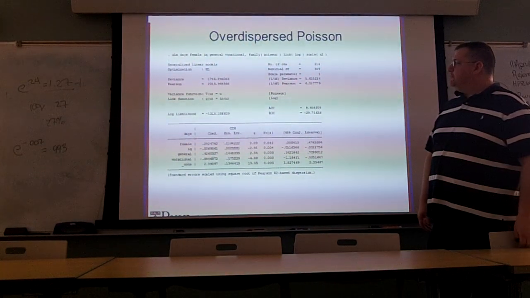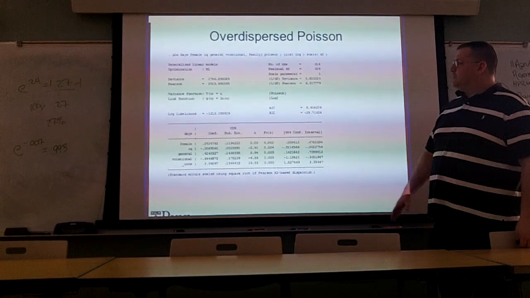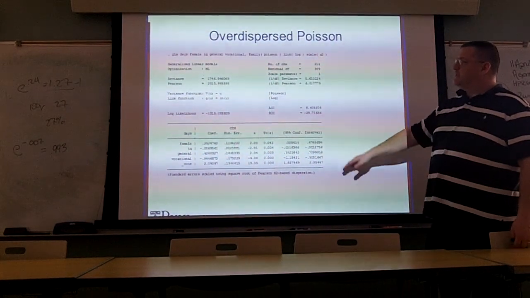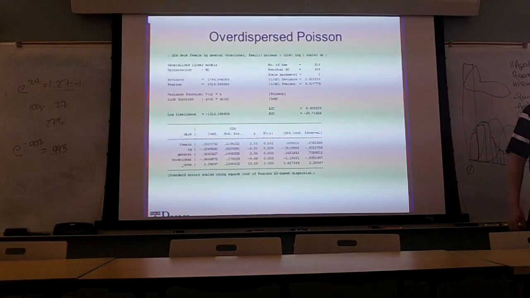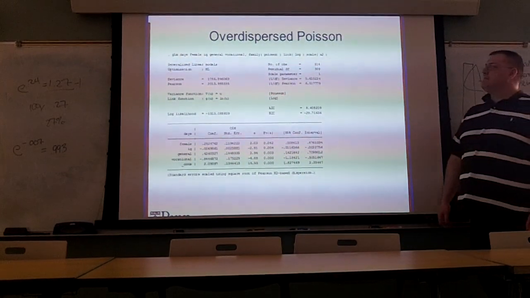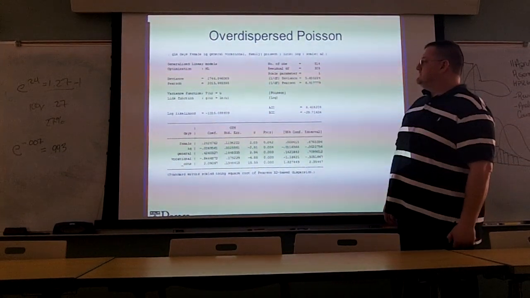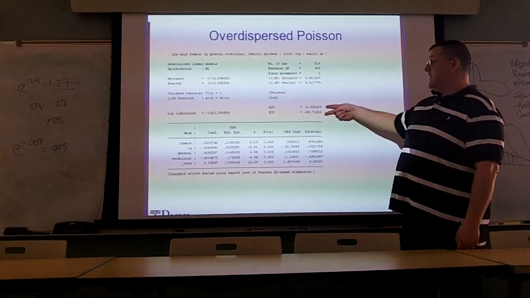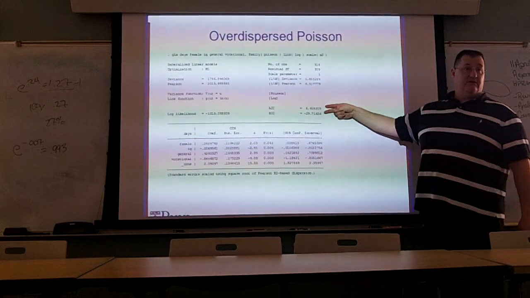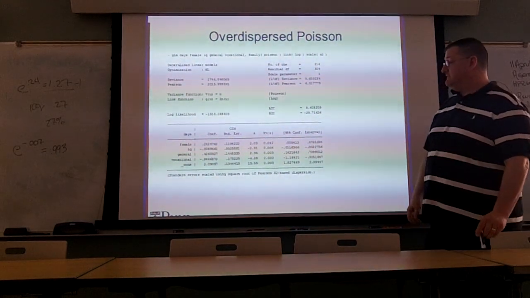Essentially, what we're going to do is rescale the data. So that's what an over-dispersed Poisson model is. It rescales the data. All of this stuff is the same here. These are the AIC and BIC that we saw yesterday.